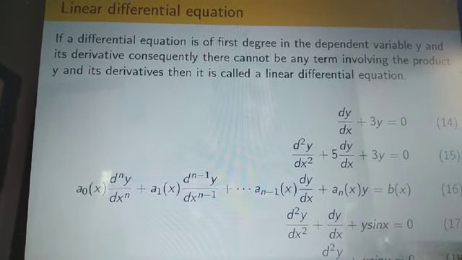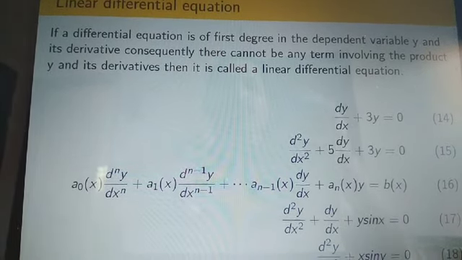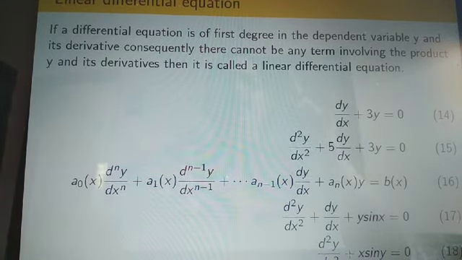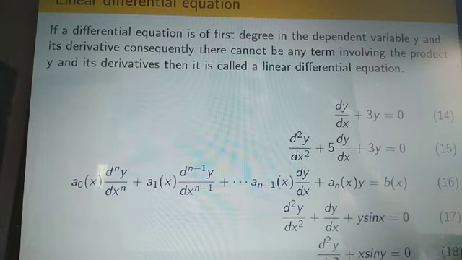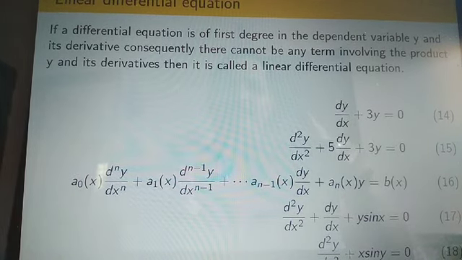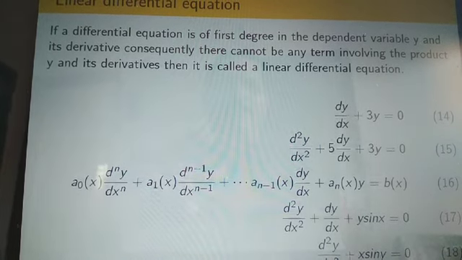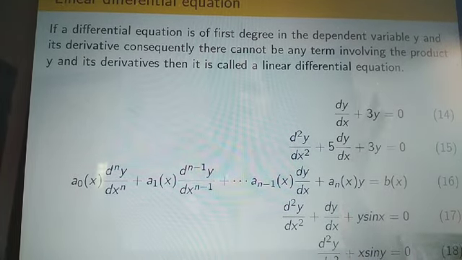Now we go to the second one, d²y/dx² plus 5 dy/dx plus 3y equals to something. This is also linear because there is no product term here. The order of this differential equation is 2, a second order differential equation, but there is no product of the dependent variable and the derivatives. Equation 16 is the nth order linear differential equation, and it is linear because all of these coefficients are functions of x only.